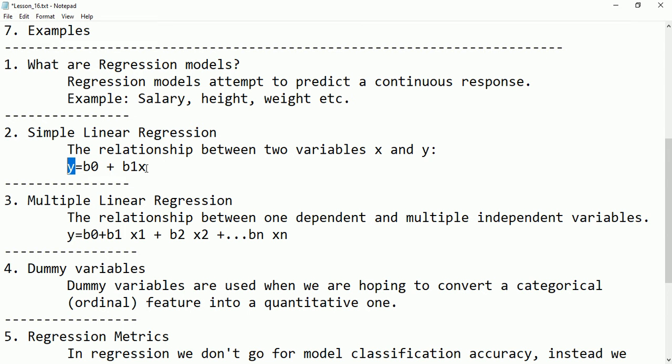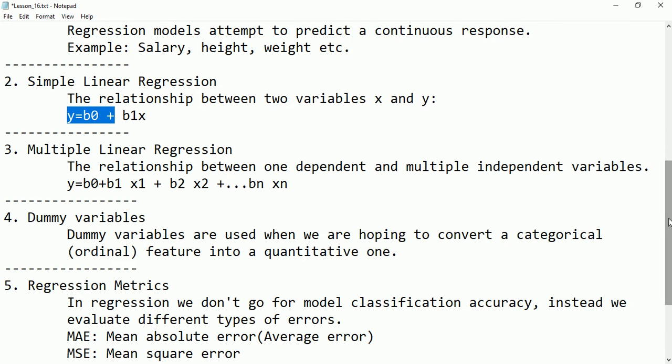Maybe the relationship is positive. For example, if x is increasing, the value of y is also increasing. If x is decreasing, the value of y also decreases, and the relationship will be negative. If there is no relationship, for example if the coefficient is 0, y will remain constant, and that is called no relationship or no correlation.